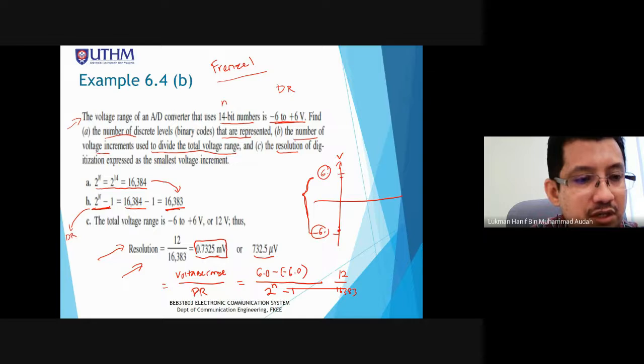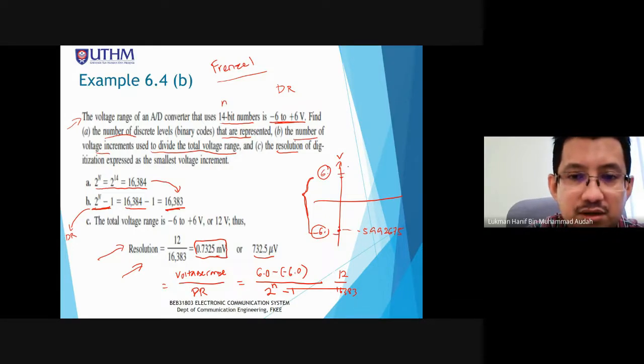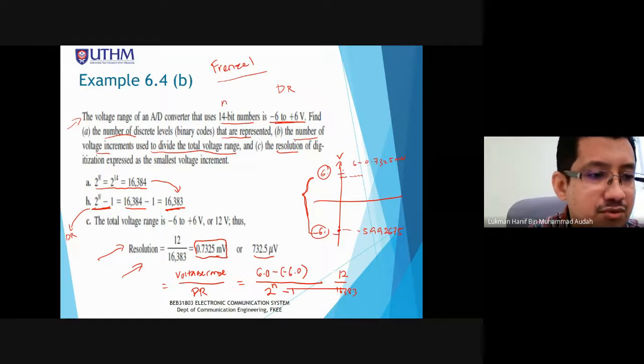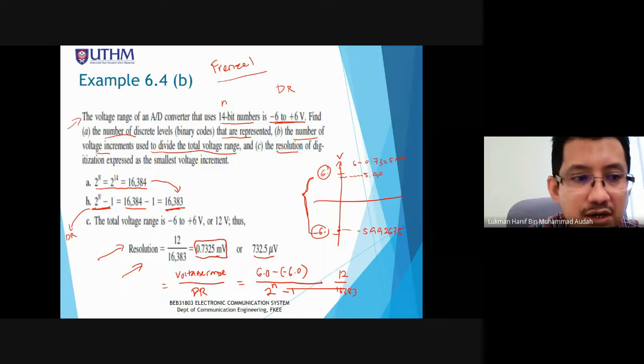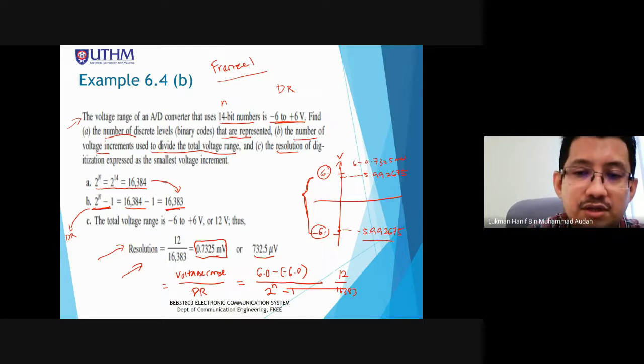0.7325 milli. So tadi yang paling atas yang second level di sini adalah minus 5.992675. Okay. And here is 6 minus 0.7325 millivolt. So this is the second level here, supposed to be 5.992675. Tadi kesilapan saya adalah saya buat 6.5, sepatutnya 6 volt. Okay. So ini ada kesilapan sikit lah.